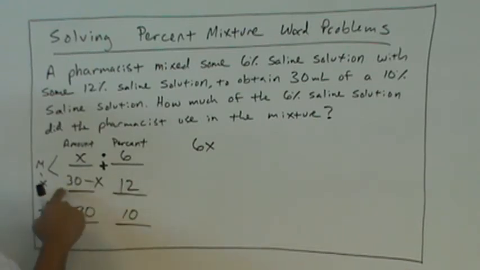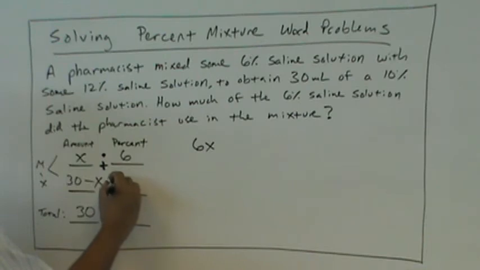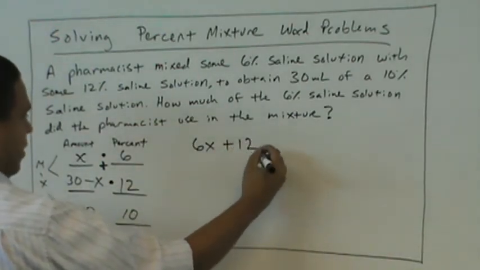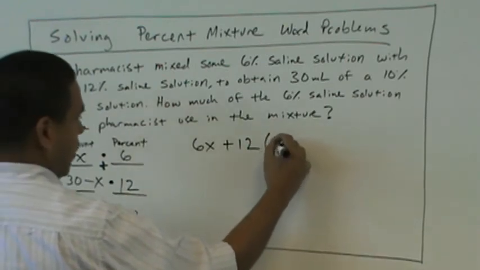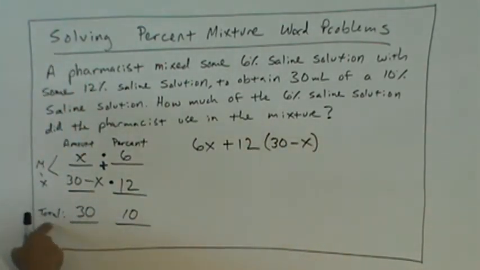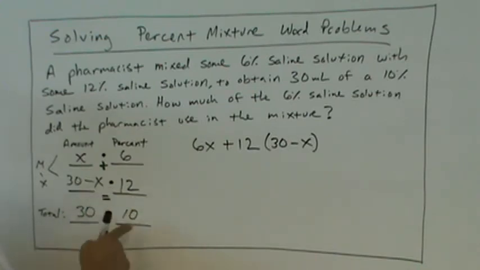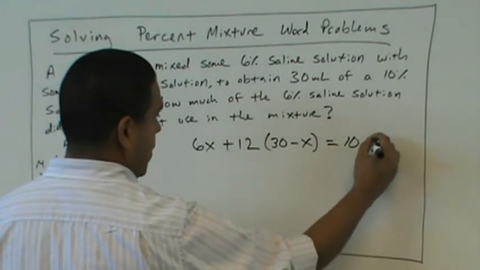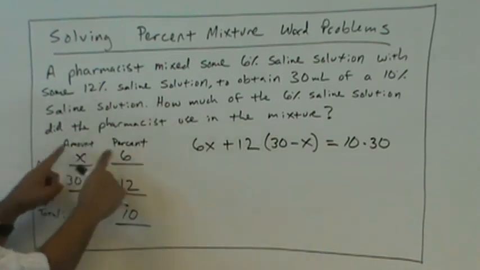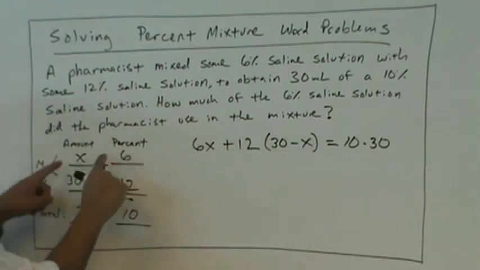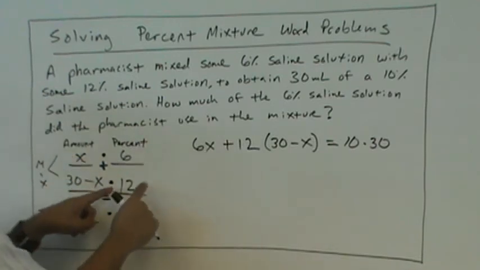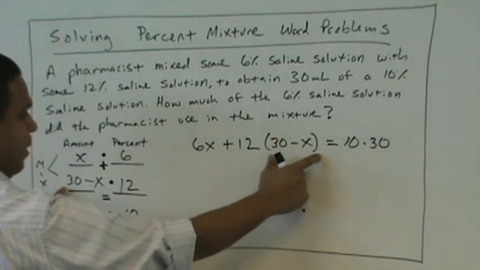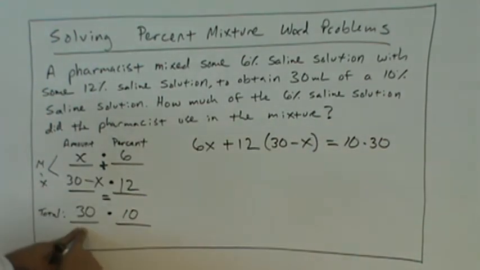And how do we find a percent of something? We multiply. 12% times 30 minus x. And it's the total, so what symbol tells us this is the answer? Equals. And how do we find a percent of something? Multiply. Okay, so after you fill in your table, to find the percent you multiply, so 6 times x, 6x. 12% times this number, 12% times that number, gives us the total, which was 30 at 10%.